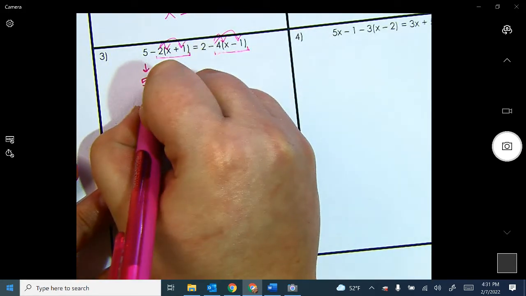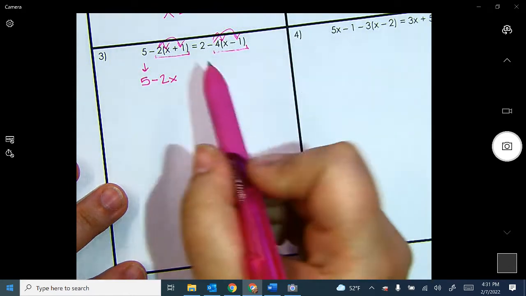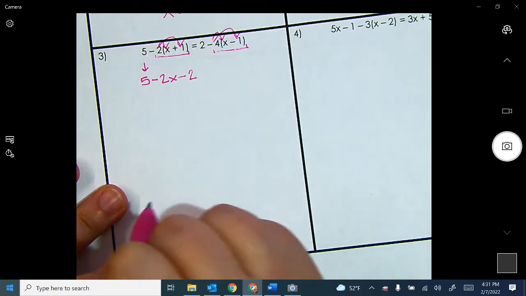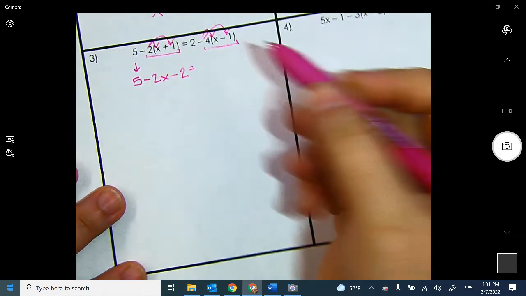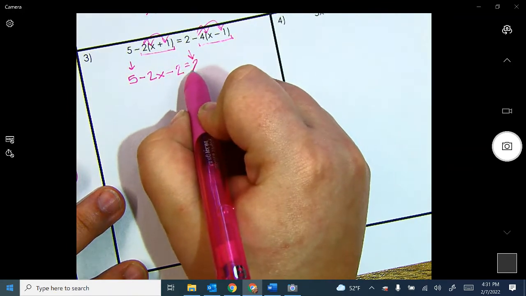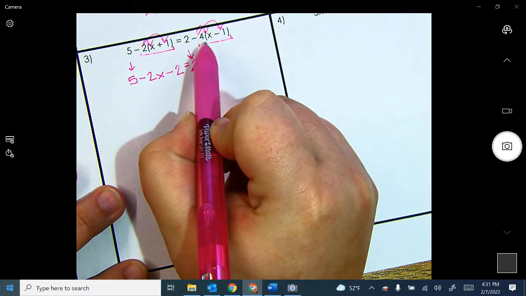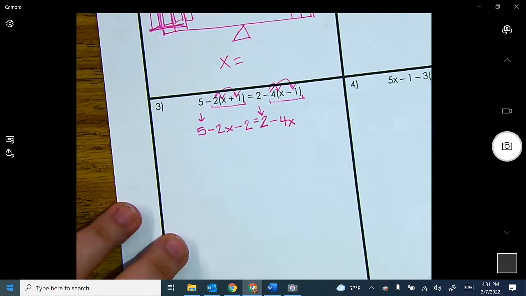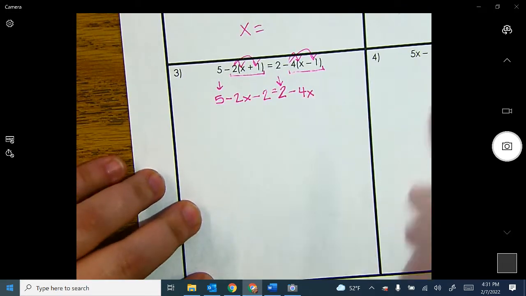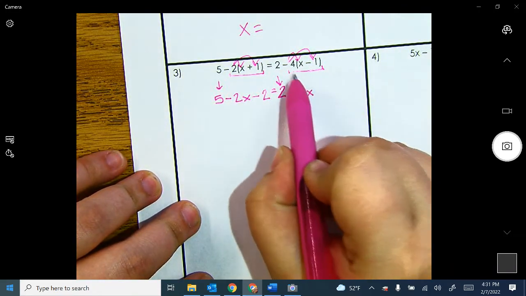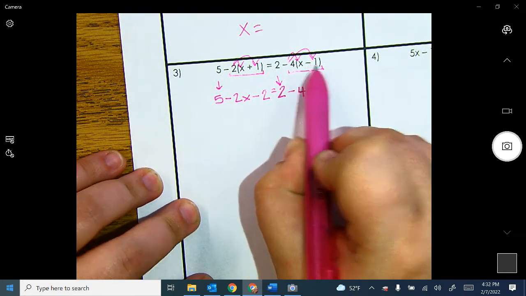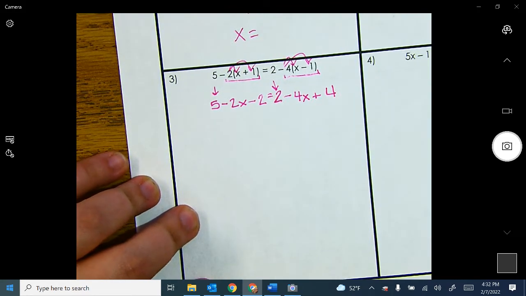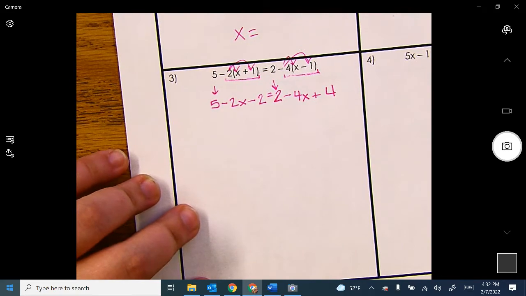Negative 2 times x is negative 2x. Then I have negative 2 times positive 1. So again, that's negative 2. All right, that's equal to, I'm still going to have this 2. I'm not changing that yet. Then I have negative 4 times x, which is minus 4x. And then I have negative 4 times negative 1. So we have to be careful here because a negative times a negative is a positive. So here I'm actually going to add 4, not subtract. Okay, so be careful there. Is that clear?